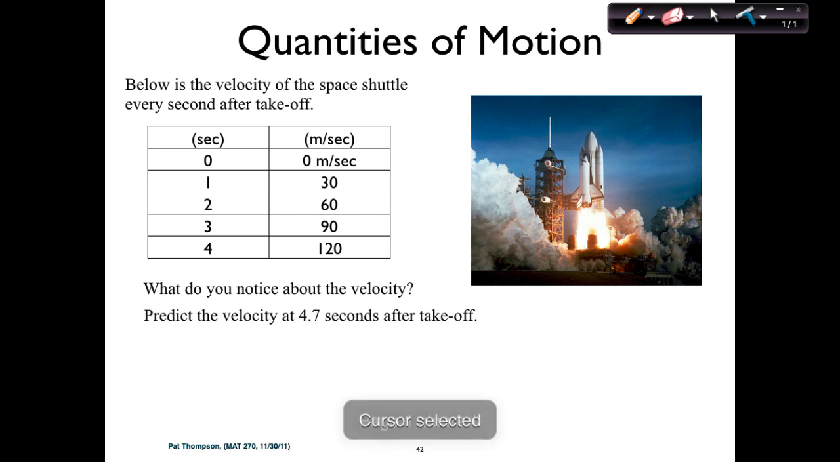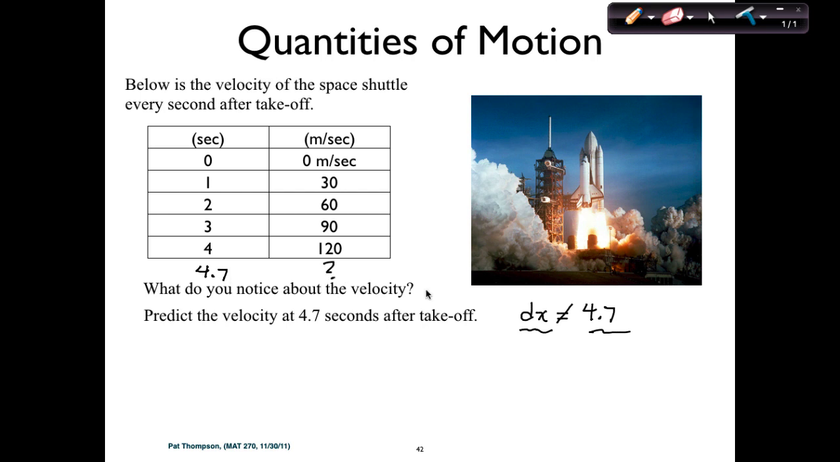So I want you to predict the velocity at 4.7 seconds after takeoff. But do not make dx 4.7. Not allowed to make dx 4.7. Okay? So I want you to predict the velocity at 4.7 seconds after takeoff, but this is not allowed. Don't make your dx 4.7. Okay? Go. So how would we predict the velocity at 4.7 seconds after takeoff? How can we use this idea of constant rate of change to predict that?